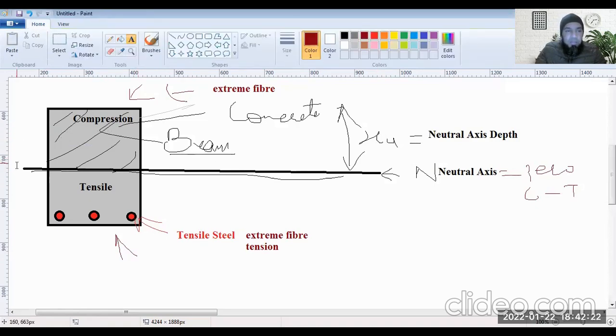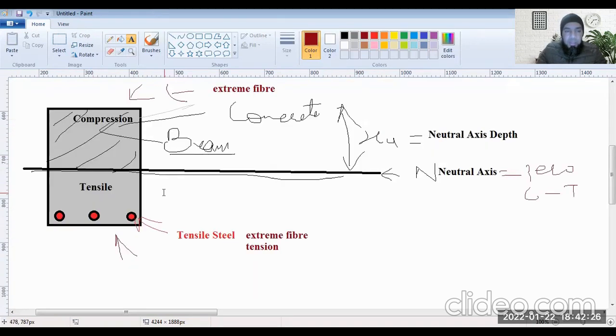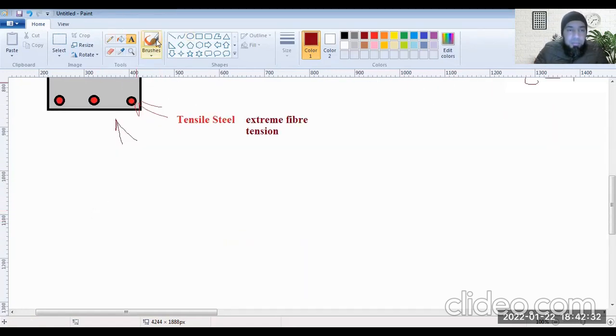Now let me tell you about how the stresses actually develop in the steel. I have already discussed this last time. There is a stress strain diagram for steel.